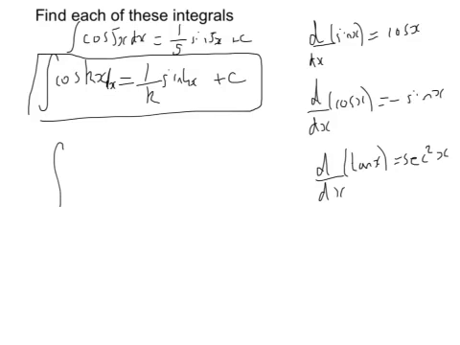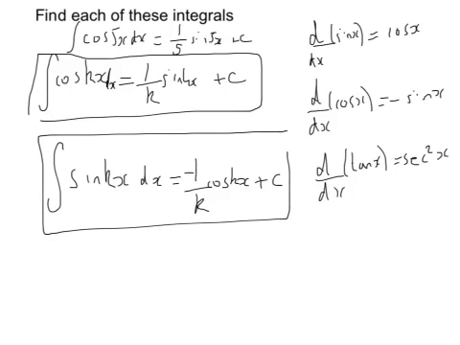And additionally, the integral of sine kx with respect to x is minus 1 over k cos kx plus c. Now these that I've boxed in, you'll need to memorise these two, knowing that when you integrate cos kx, you get 1 over k sine kx plus c. Integrate sine, similar, except it's the negative one. Okay.